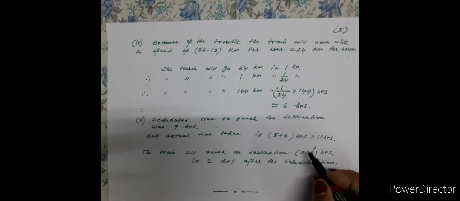This is the original time. Right now, after the development of the problem in the engine, it is taking 11 hours. So, 11 minus 9, that is 2 hours after the scheduled time that the train will reach the destination. Got it?